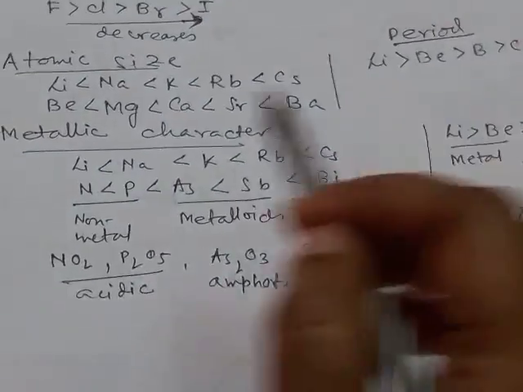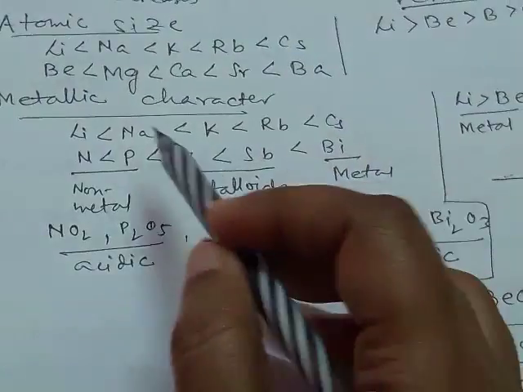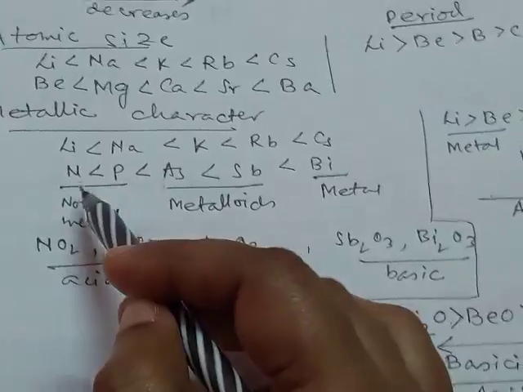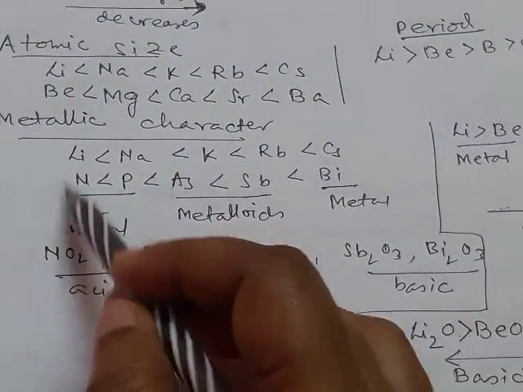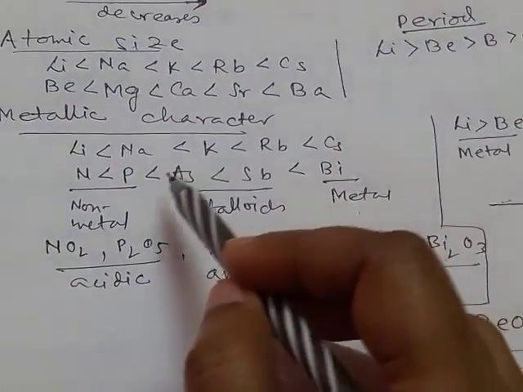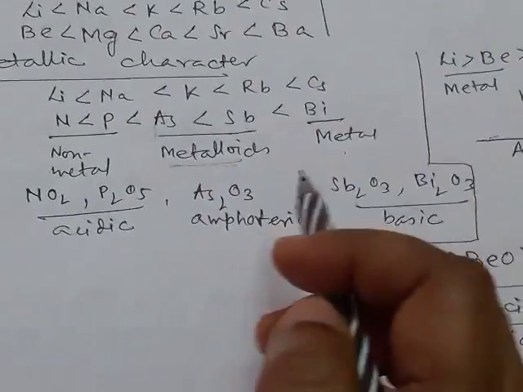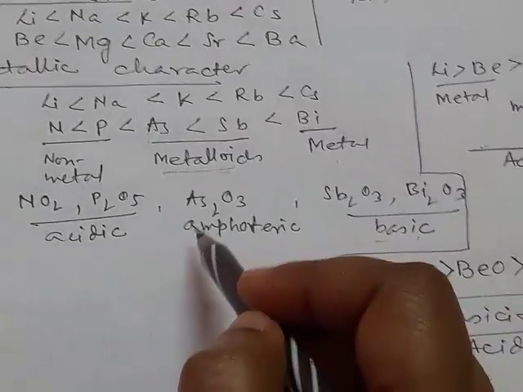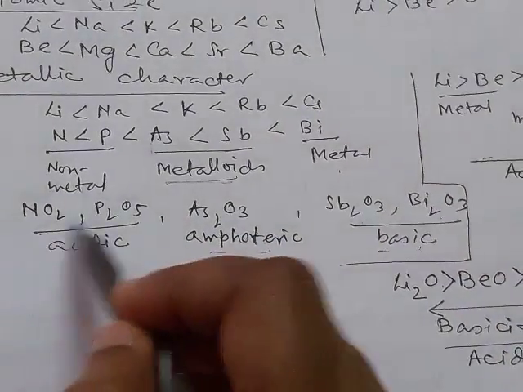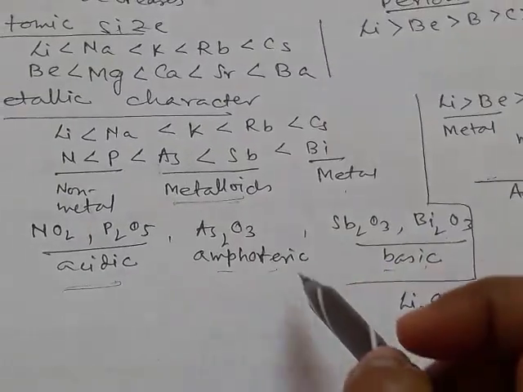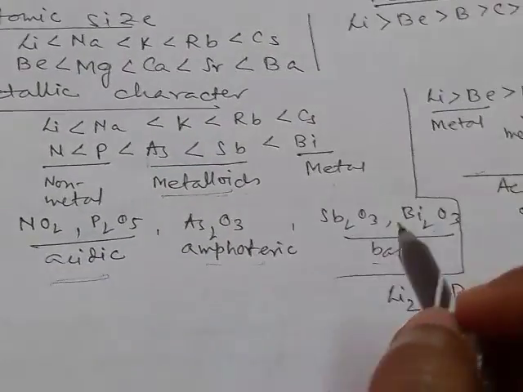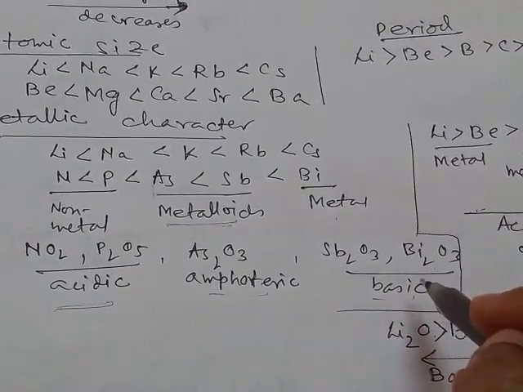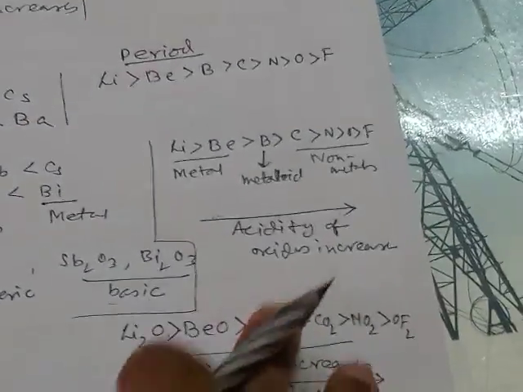Metallic character along a group increases from lithium to cesium, and from nitrogen to bismuth. Nitrogen and phosphorus are non-metals, bismuth is a metal, arsenic and antimony are metalloids. And we know metal oxides are basic, so antimony and bismuth oxides are basic, arsenic oxide is amphoteric, nitrogen and phosphorus oxides are acidic. So acidity of the oxides will decrease if we move down a group, or basicity of the oxides will increase if we move down a group.